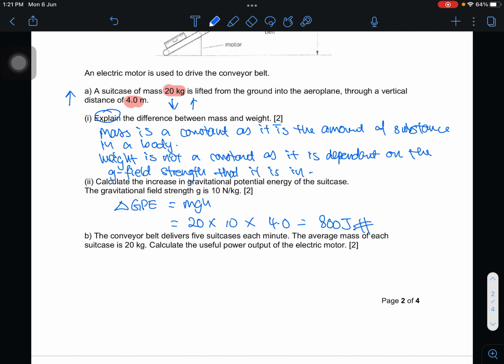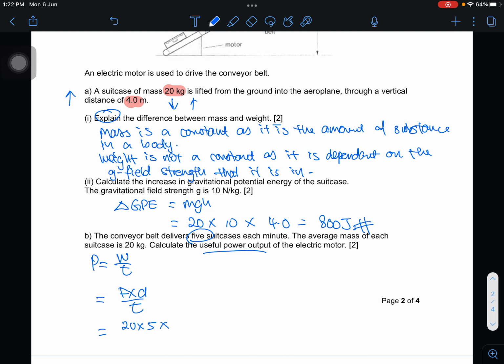The conveyor belt delivers 5 suitcases each minute. Average mass of each suitcase. Okay, so they want you to calculate the useful power output, right? So what's the power? Power equals work done over time. Work done equals force times distance. What's the force? They say 5 suitcases, right? So 20 times 5.